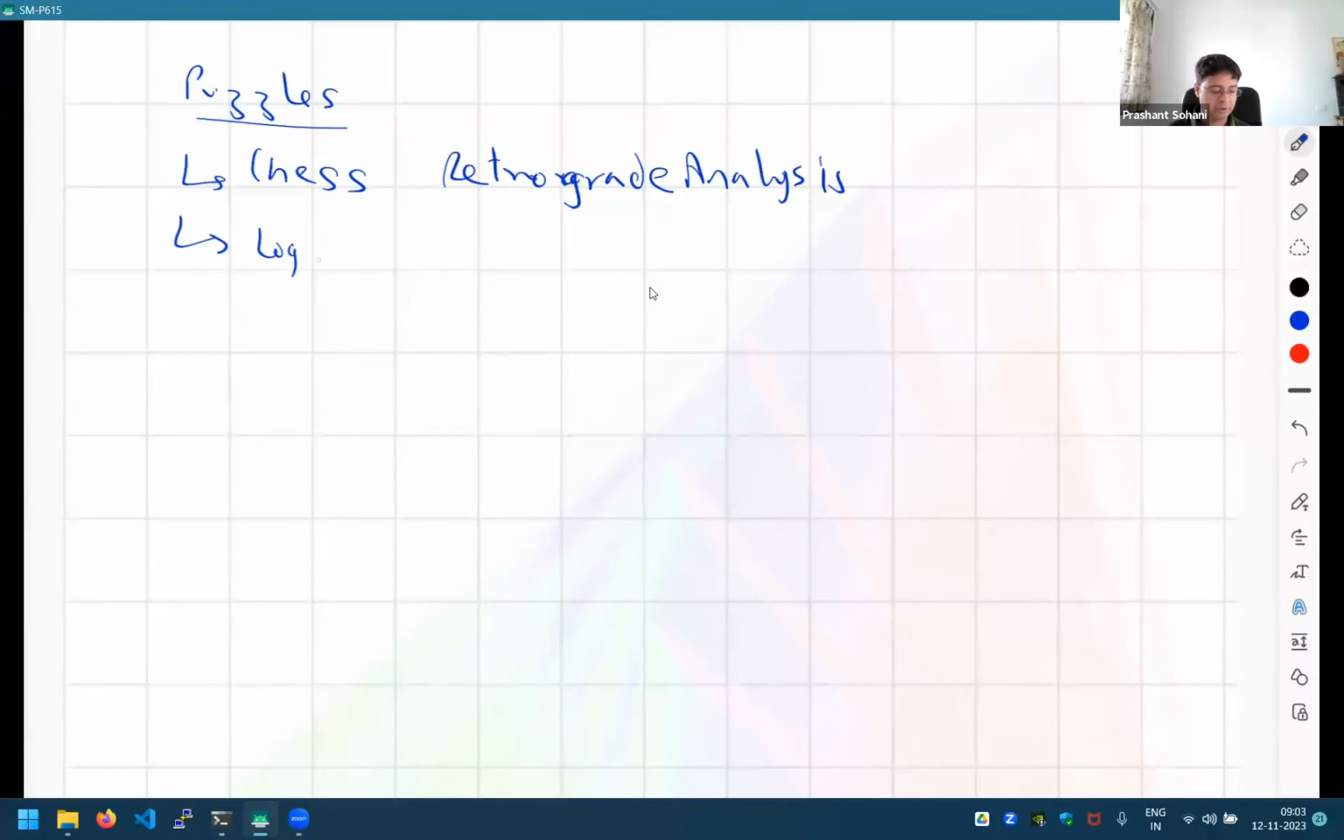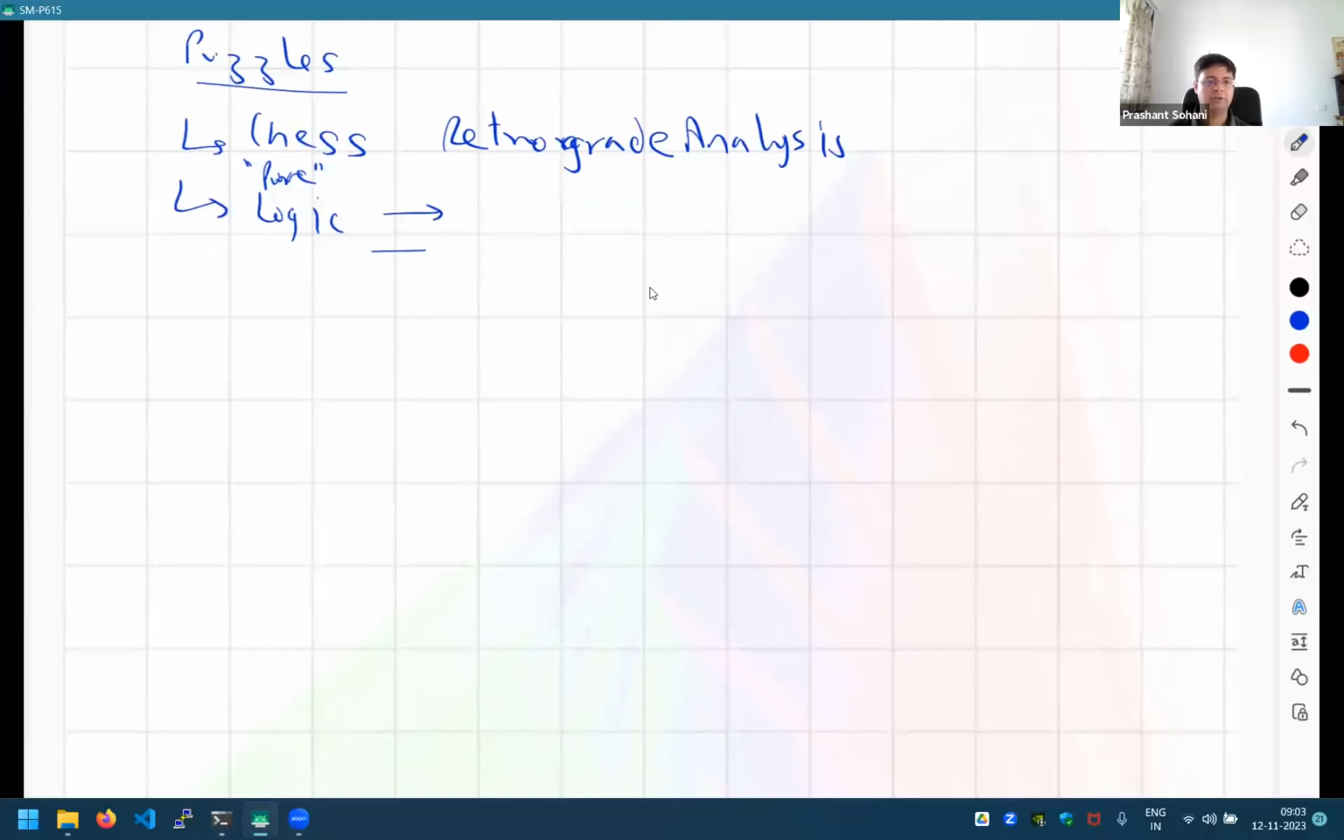There are some pure logic puzzles. When I say pure logic, basically a kind of binary logic, that either A can happen or B can happen, and deducing from there. Within that also we have lots of subcategories. A very simple example, you may have seen in your scholarship paper: there are five people, A, B, C, D, E, going to a movie and sitting in a row. You have to deduce the order in which they are sitting.